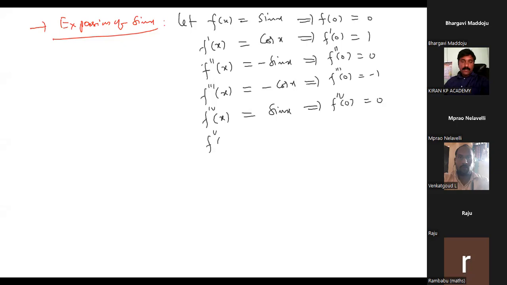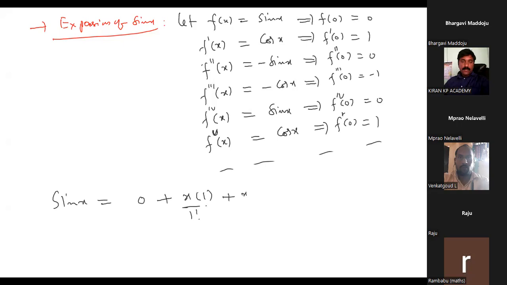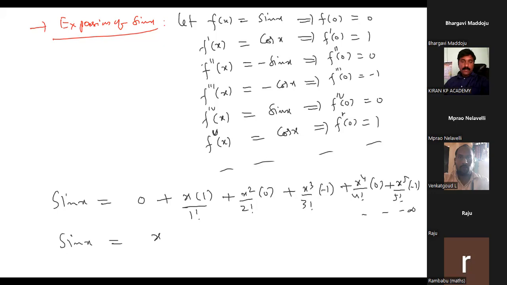Now the last one: the fifth derivative is cos x, so this is 1. Now putting in the Maclaurin series, sin x equals first 0, then x into 1 factorial, and x squared by 2 factorial times 0, then the cube term with minus 1, meaning odd powers with alternate signs, and even terms 0. And x to the power 5 by 5 factorial, infinite terms. So sin x is x by 1 factorial minus x cubed by 3 factorial plus x to the power 5 by 5 factorial minus x to the power 7 by 7 factorial.